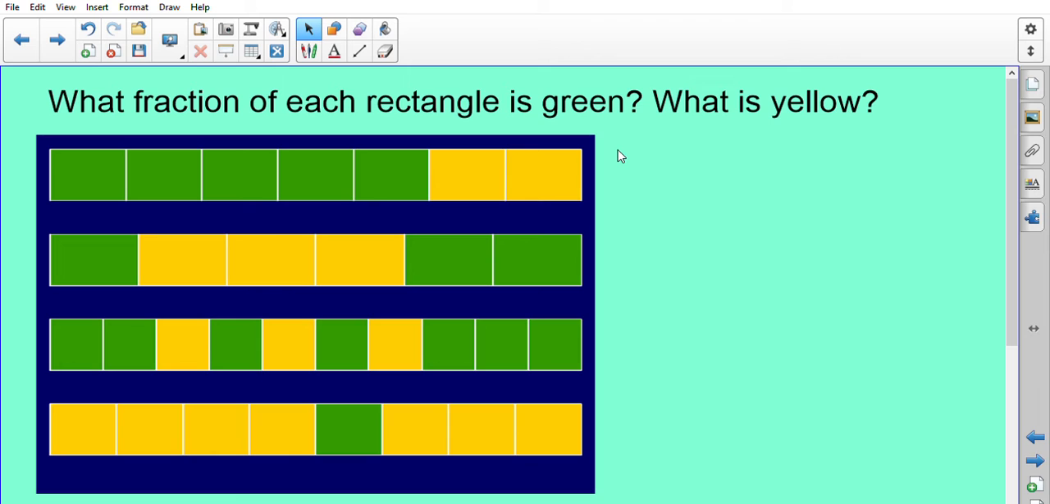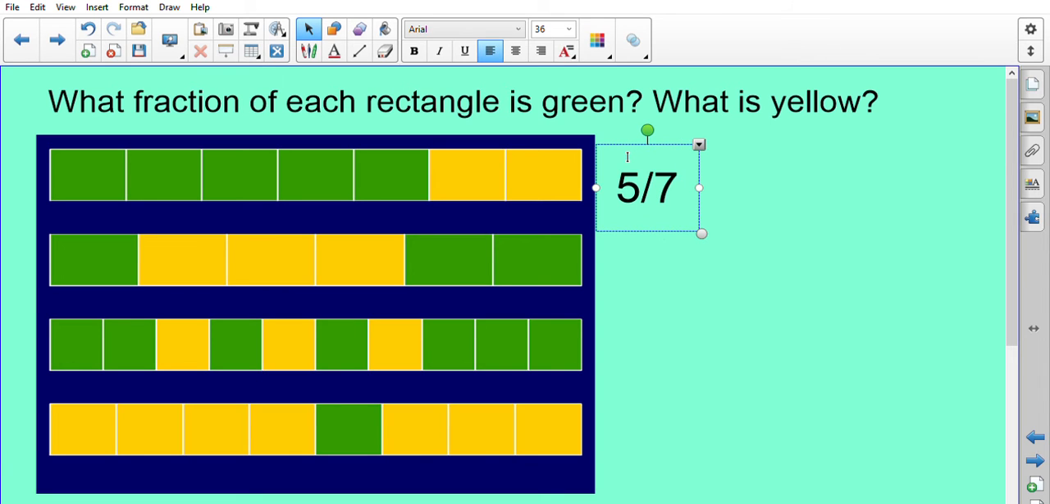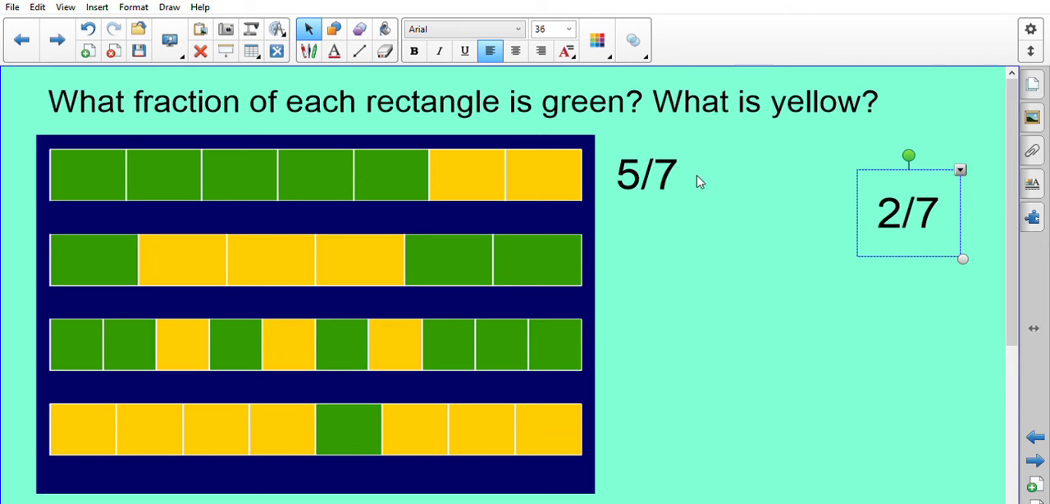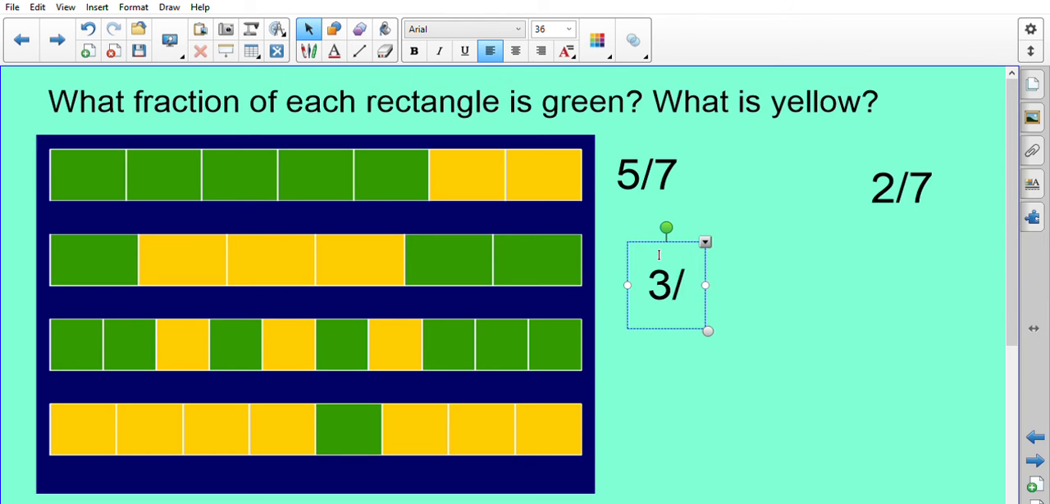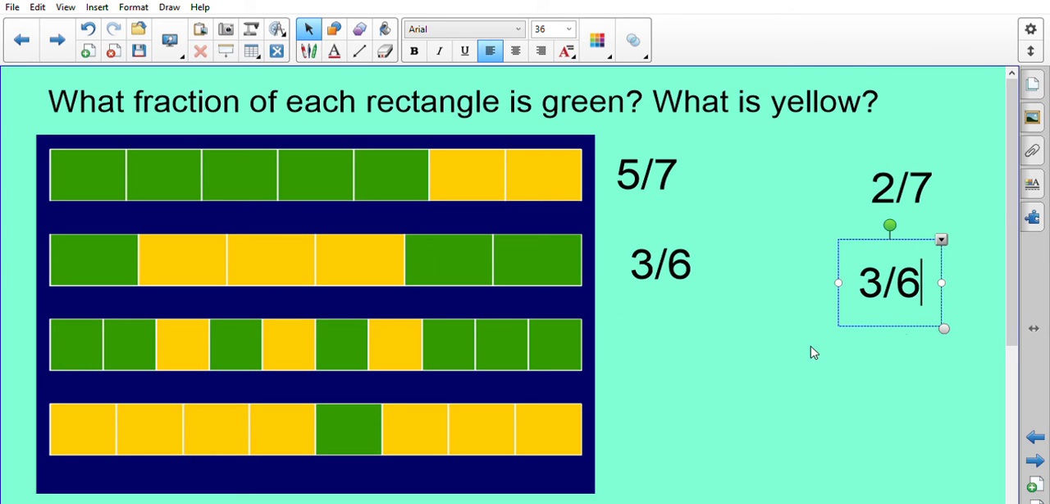So this one we've got it divided into 7 equal parts. We've got 5 out of 7 that are green, and then 2 out of 7 are yellow. Okay, on the second one down, this time we've got 1, 2, 3, 4, 5, 6 equal parts. And we've got 3 out of 6 that are green, and we've also got 3 out of 6 that are yellow. You might have noticed that half are yellow and half are green, and that's because 3/6 is equivalent to a half, and we'll look at equivalent fractions in another one of these videos.